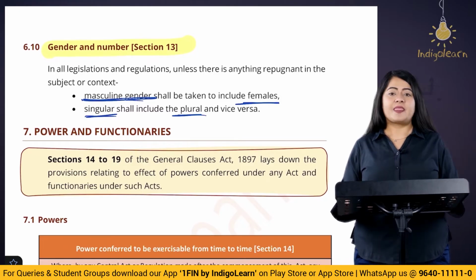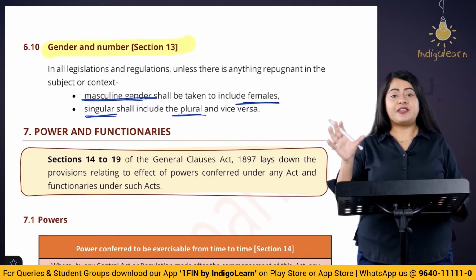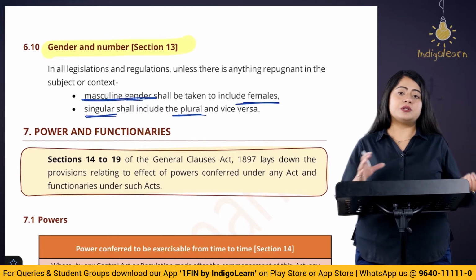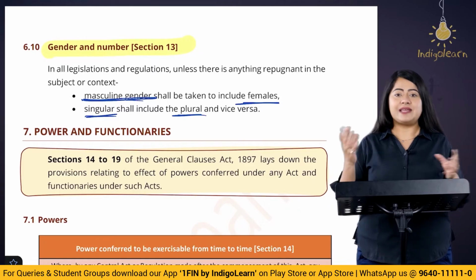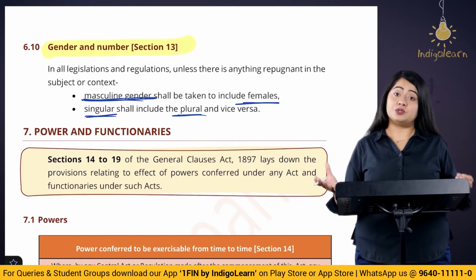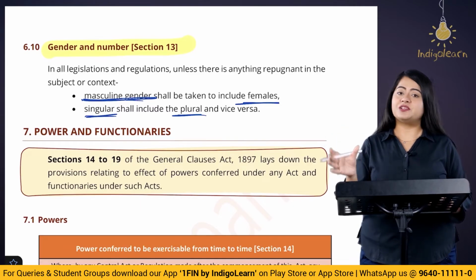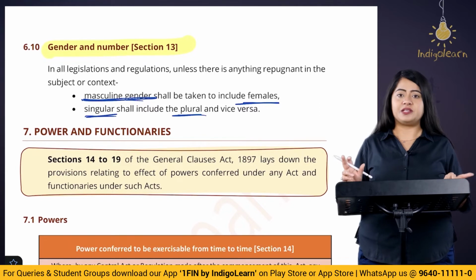The answer is no. So this section says that if in any statute masculine gender is used, then this automatically includes the feminine gender also. If females have also done the same kind of offense or the same kind of crime, the same provision is applicable to females also. In the same way, if in an enactment a singular word is used, then it is going to include plural also, and if plural is used, then singular will also be included.